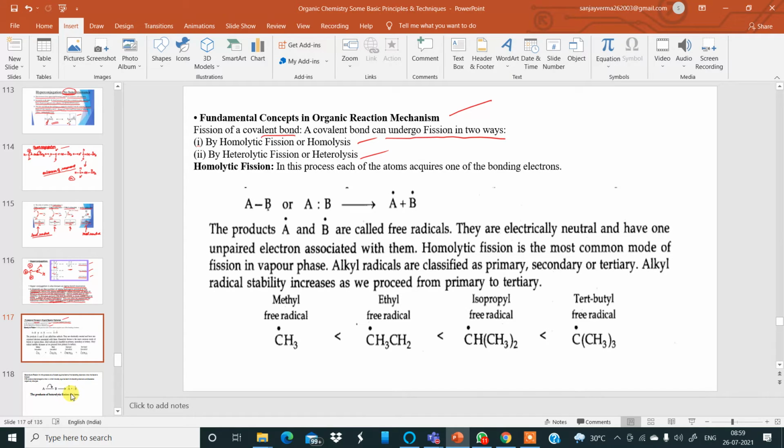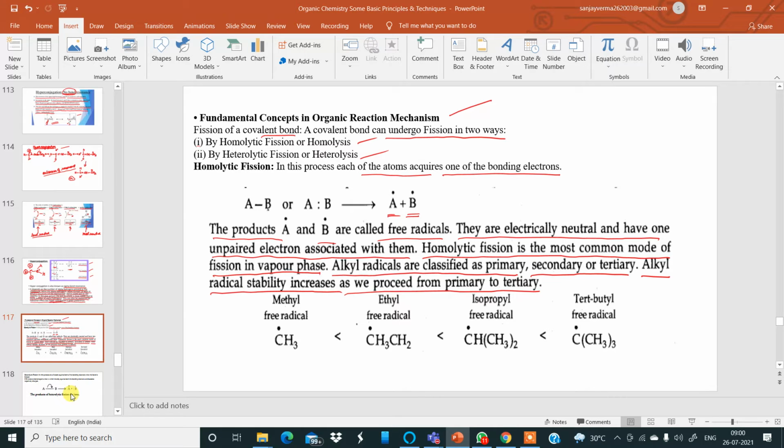In detail, homolytic fission: in this process, each of the atoms acquires one of the bonding electrons. So they separate equally into two similar types of species. The products A dot and B dot are called free radicals. They are electrically neutral and have an unpaired electron associated with them. Homolytic fission is the most common mode of fission in the vapor phase. Alkyl radicals are classified as primary, secondary, or tertiary, and their stability increases from primary to tertiary.